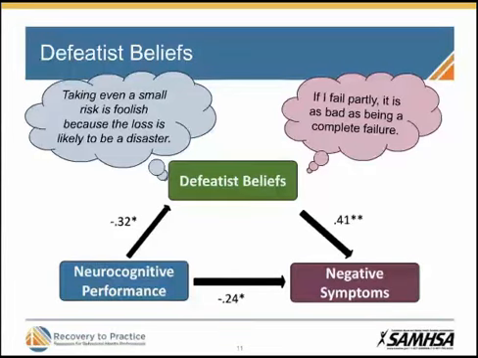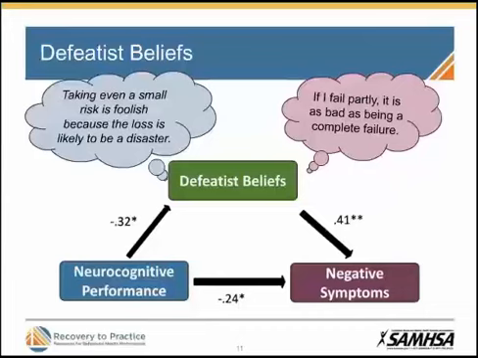This is one of the early findings that we have. After talking with a lot of people, we found that a lot of times when you ask somebody why they no longer engage in some of the things they used to like to do, they would say that things like taking even a small risk is foolish because the loss is likely to be a disaster. Failing partly is the same as being a complete failure. So we had this sense that there were these beliefs that people had, and we call them defeatist beliefs, that might be really getting in the way of the life that they want. They might be afraid of taking chances, afraid of failing. These beliefs would protect you against failure, but they also would hold you back from really having that life you want, really being able to make a difference in the world, and have some significant relationships, friends, that kind of thing.